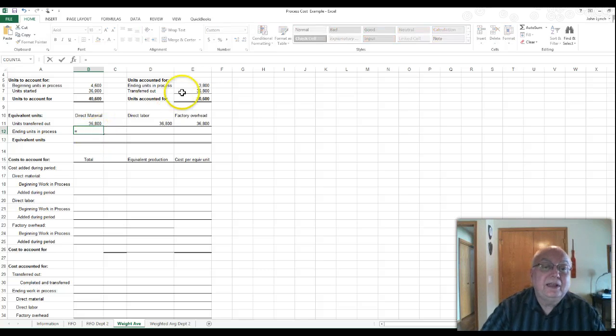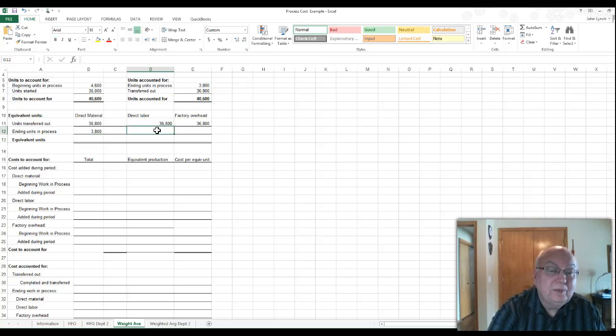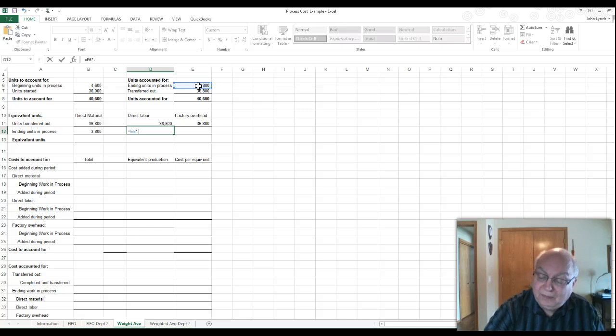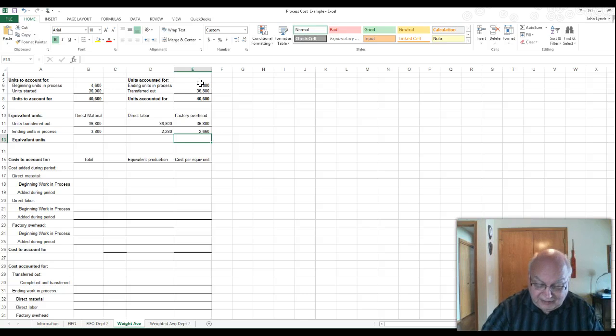Now the ending units in process, that's what we're interested in on this one. So we just take the 3,800, which is my ending units in process. In this case, it's times 100%, which is the 38,800. On this one, we'll take the 3,800 times 60%, which is 2280, and for the last one we take the 3,800 times the 70%, which is 2660.